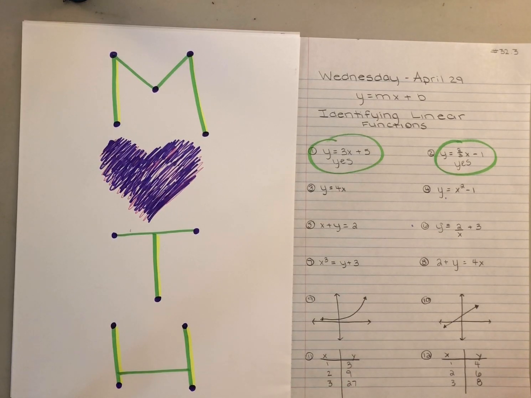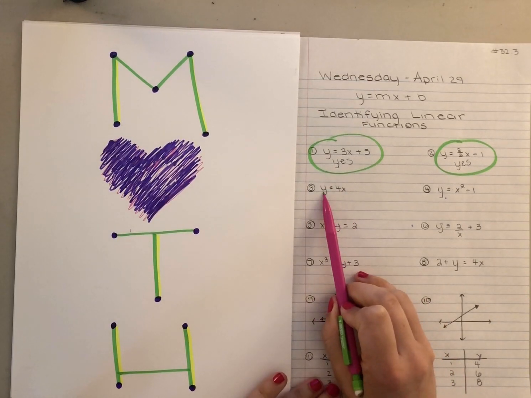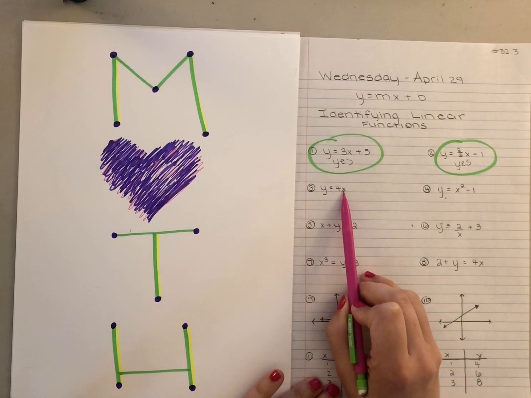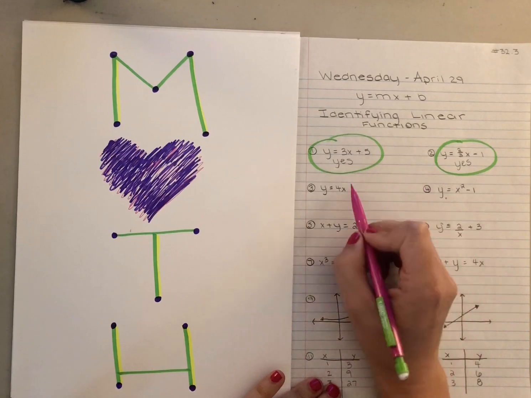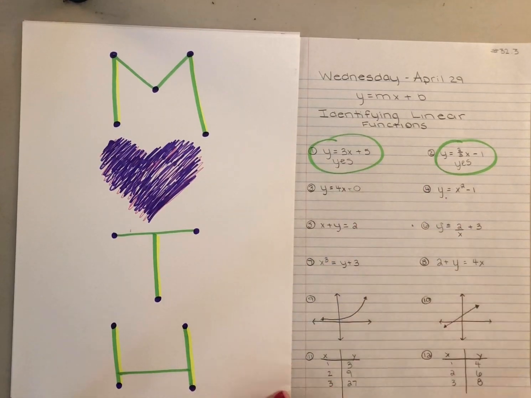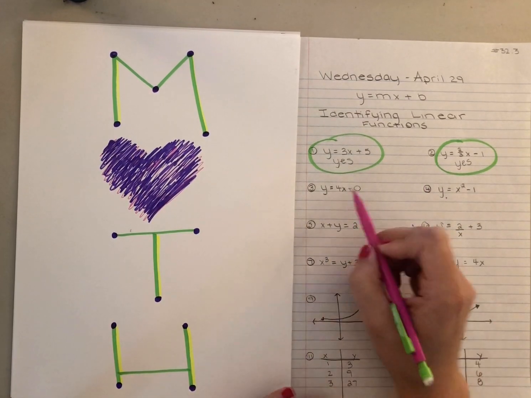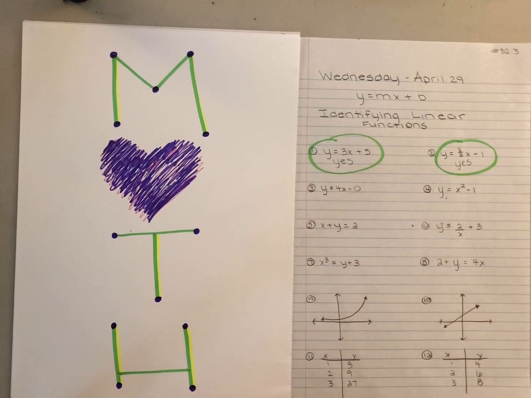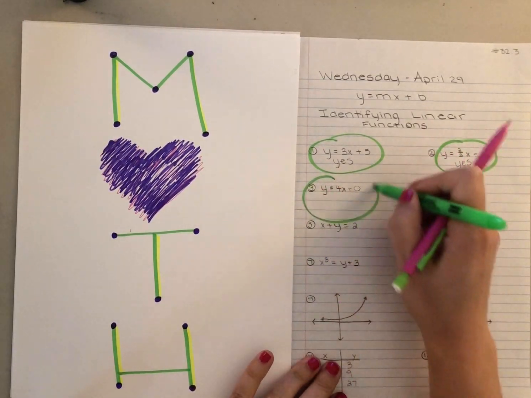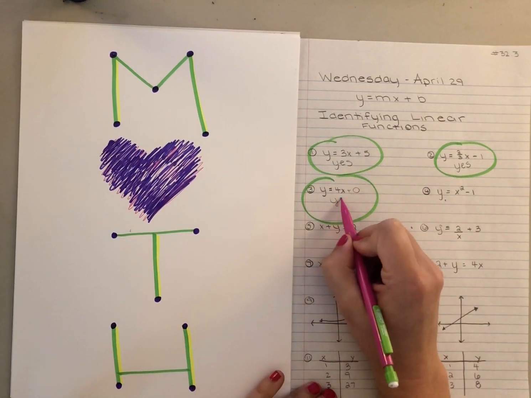If you are getting curious, or if there's one you're not sure about, remember you can always go to desmos.com and plug these in, and you'll see if they are lines or not just by looking at their graph. Let's look at our next one. Again, we're looking for slope-intercept form, so y equals a number times x. There's nothing added here, but remember, that just means it's plus 0. So we have y equals mx plus b. Another yes. This is going to form a line.